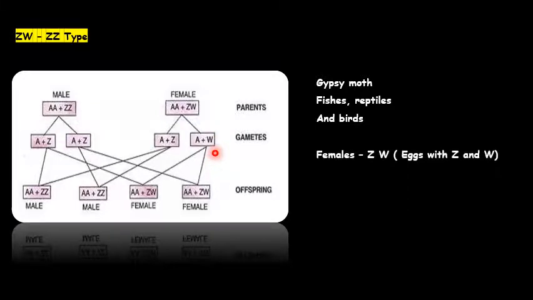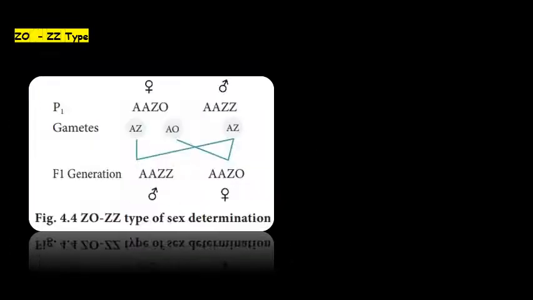So here females, as I told you, will contain Z and W, while the male will only contain Z and Z, all the sperm cells. Now, let's talk about ZO and ZZ type.